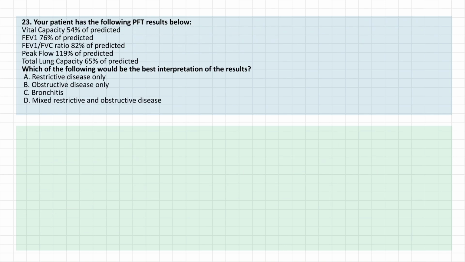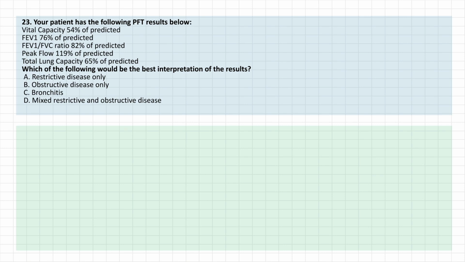23. Your patient has the following PFT results below. Vital capacity, 54% of predicted. FEV1, 76% of predicted. FEV1 to FVC ratio, 82% of predicted. Peak flow, 119% of predicted. Total lung capacity, 65% of predicted. Which of the following would be the best interpretation of the results?